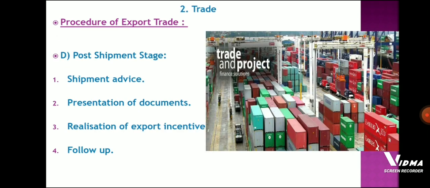Now, in the procedure of export trade, there is the last stage, that is the post shipment stage. Now our goods are in the ship. After that, this stage is followed by the exporter. First point is shipment advice. The exporter sends shipment advice to the importer. It informs the importer about the dispatch of goods. He also sends a copy of the packing list, commercial invoice and non-negotiable copy of bill of lading to the importer along with the advice letter. By showing this advice letter, the importer can get his goods.